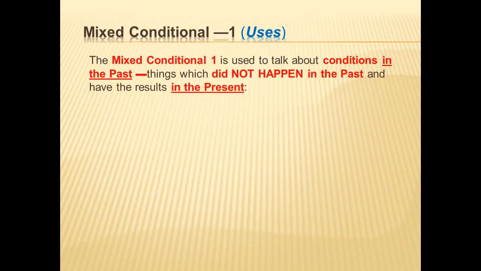Dear everyone, this is the definition of how to use mixed conditional one. Mixed conditional one is used to talk about conditions in the past, things which did not happen in the past and have a result in the present day. It means that we use it to talk about a condition in the past, but that thing did not happen in the past, and we have the result in the present day.